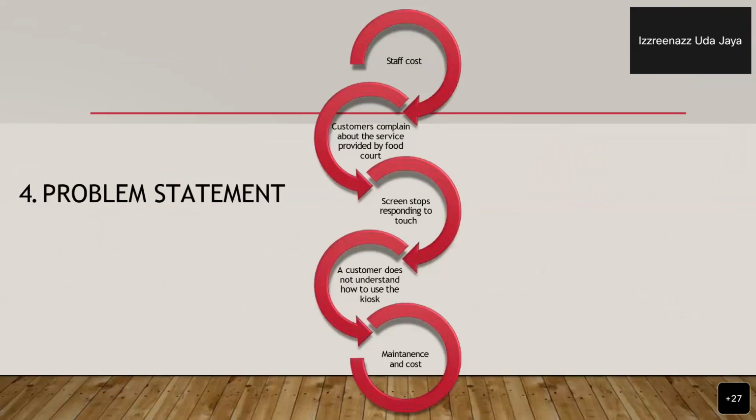And then this is the problem statement. So the first problem statement is the staff cost. And then customers complain about the service provided by the food court, and the screen stop responding to touch, and a customer does not understand how to use the kiosk, and maintenance and cost also can be the problem to this kiosk.